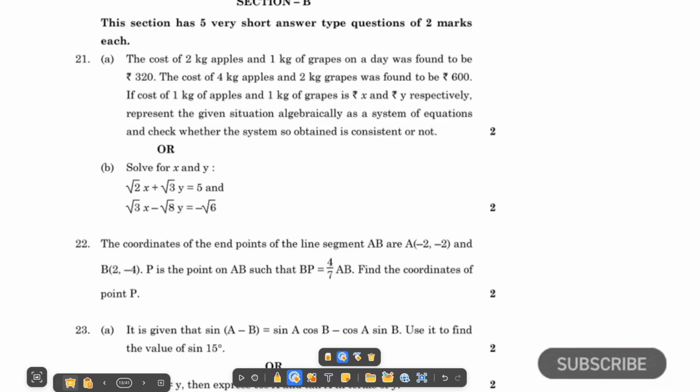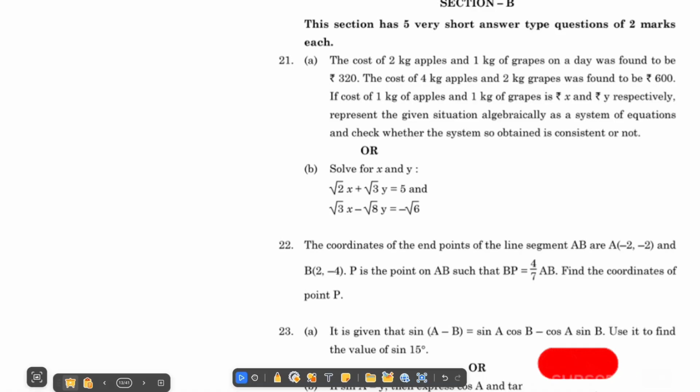So here it is given that 2 kg apples and 1 kg grapes cost 320, and 4 kg apples and 2 kg grapes cost rupees 600. If the cost of 1 kg of apples is x rupees and the cost of 1 kg of grapes is y rupees, then represent the given situation algebraically as a system of equations and check whether the system so obtained is consistent or not. So we have to represent this situation as a pair of linear equations in two variables. So let's write what is given first.